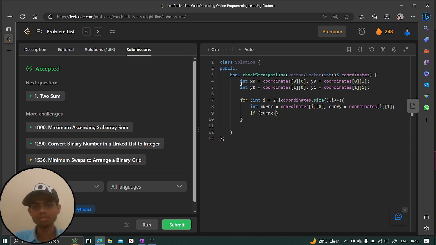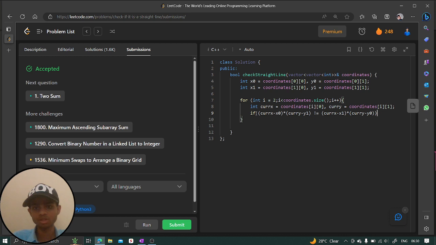If current x minus x0 into current y minus y1 is not equal to current x minus x1 into, where is x1? We haven't done this x1. We have to write current x minus x1, and here current y minus y0. If this is the same, then fine.